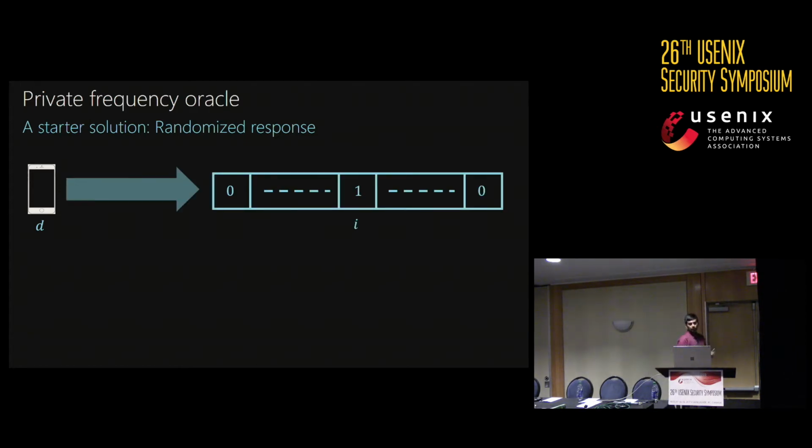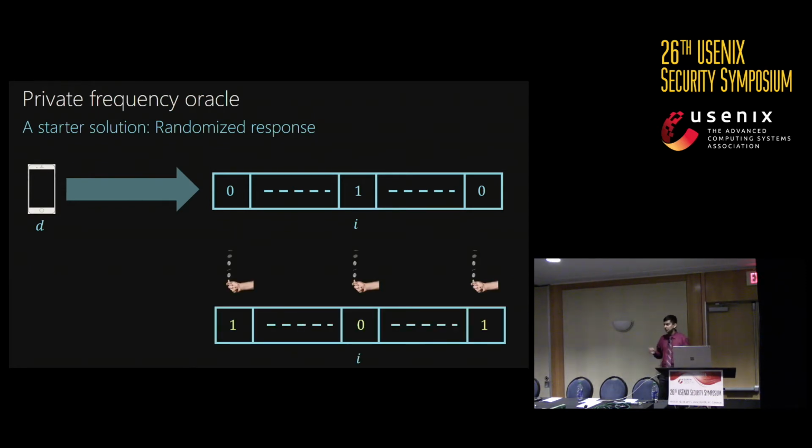The algorithm is very simple. Take the data sample and map it to a vector of the size of the domain S. So basically, if the data sample is the ith element in the domain, just go and put a 1 there and 0 everywhere else. This I will call the one-hot notation. Now, to ensure differential privacy, you flip each of these bits independently with some bias, and that is your randomized response. It's a vector which has been randomized by flipping the bits.